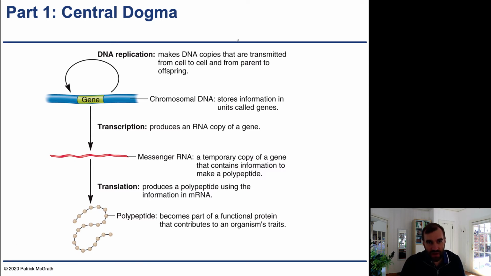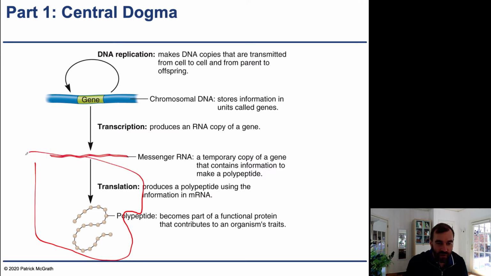So we talked about DNA replication. DNA can make copies of DNA, but then the flow of information is that genes are transcribed into mRNAs, and then mRNAs are translated into polypeptides. So this is the part of the central dogma we're going to talk about now, translation, and then what exactly proteins are.